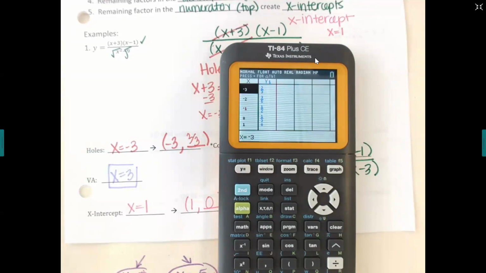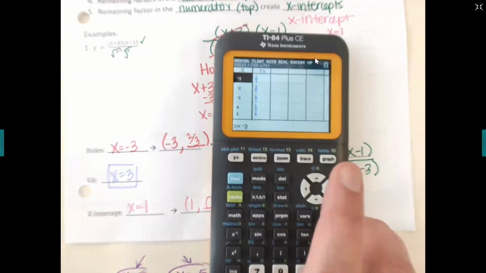So then go up to -3. That's where we're getting the 2/3. And then go down to +3. You'll see your error. And then 1. Okay. All right. Any questions on how to put that in the calculator?